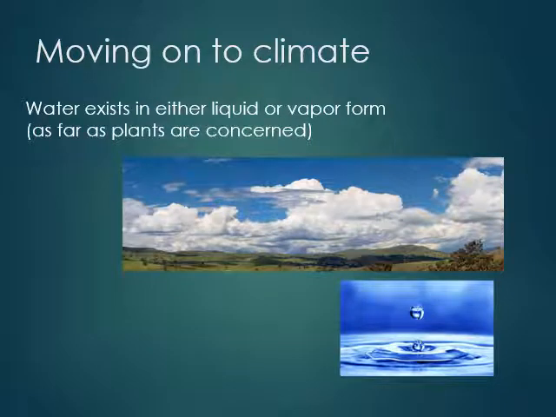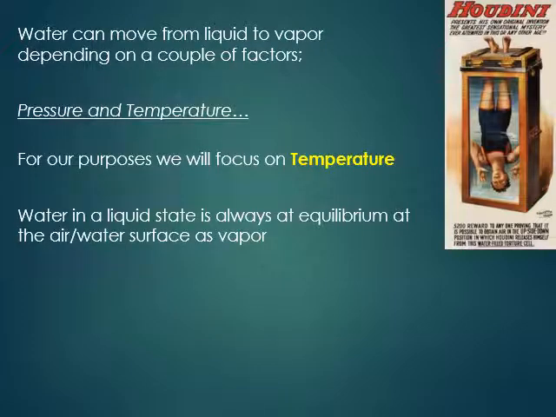Now, talking about climate, let's talk about moisture and water vapor in the climate. This is probably the crux of today's lesson. Water can move from liquid to vapor. We've all seen it. You have a kettle, you plug it in, it starts to steam. What is happening here is we have a combination of temperature and pressure.